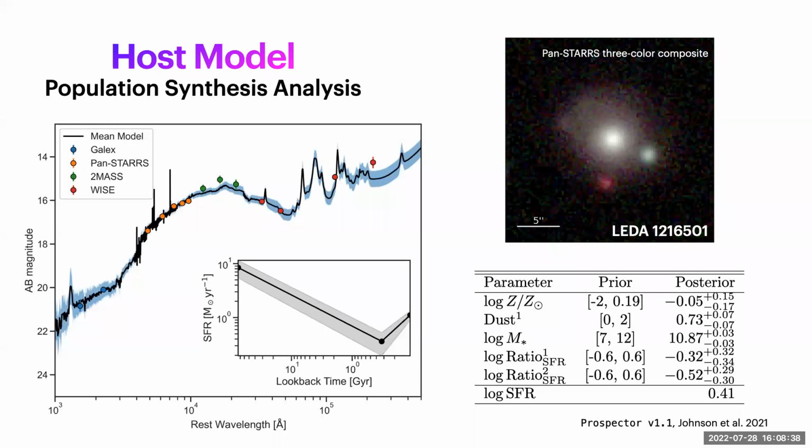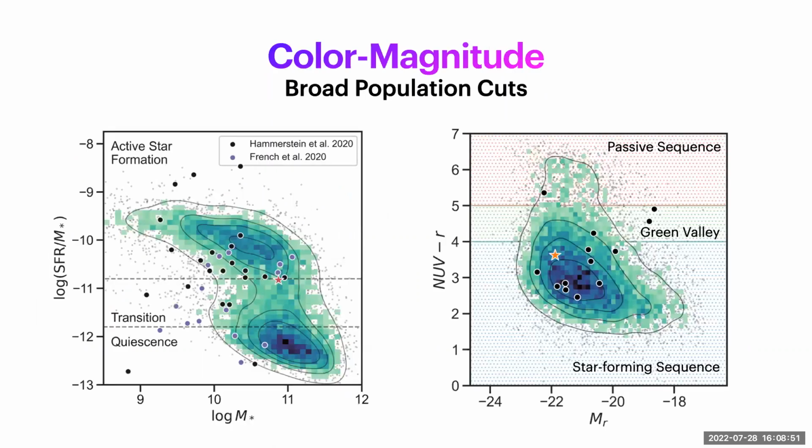So in this case, we see that the host galaxy has a stellar mass of something like 10^10.8 to 10^10.9, and a star formation rate of something around 1.1. Now we take this and put it in some color magnitude diagrams to look at it in relation to some of the other TDEs in the literature. On the left here is specific star formation rate versus stellar mass with some other TDEs pulled from French et al. 2020 and Hammerstein et al. The background is just a selection of SDSS galaxies.